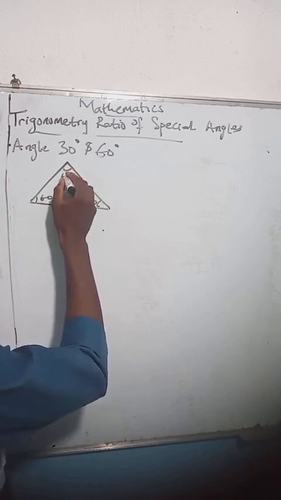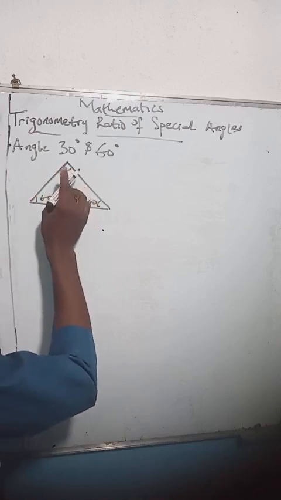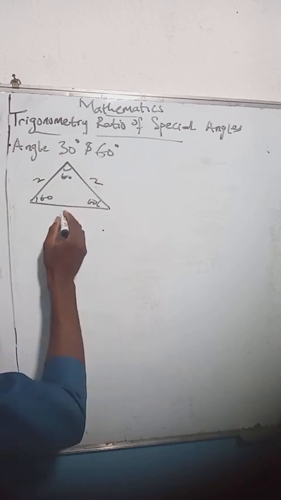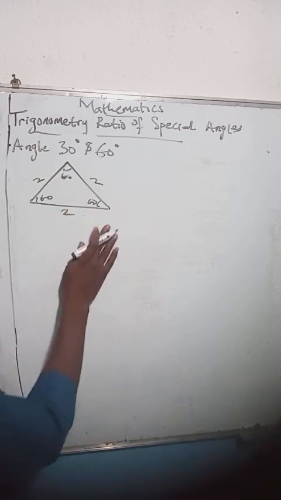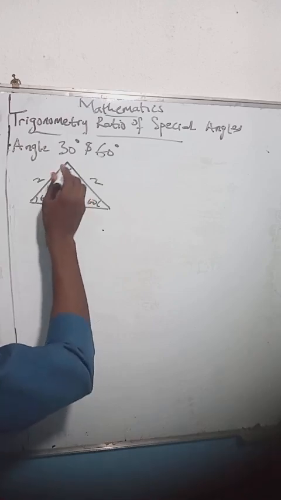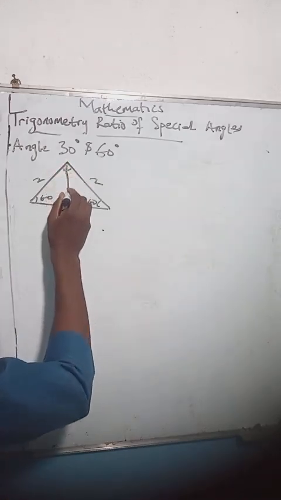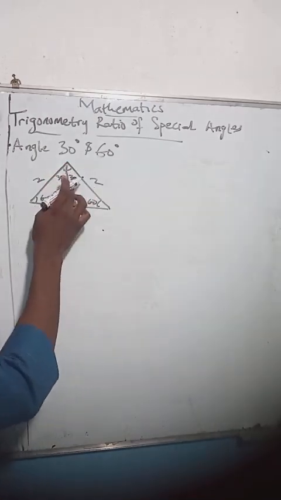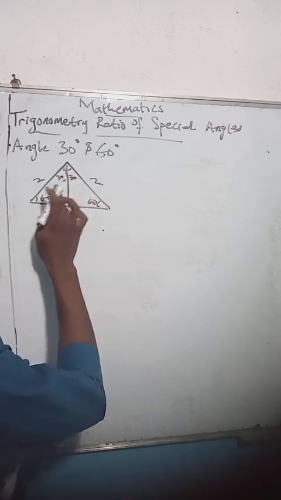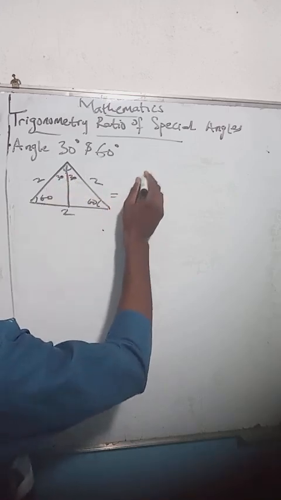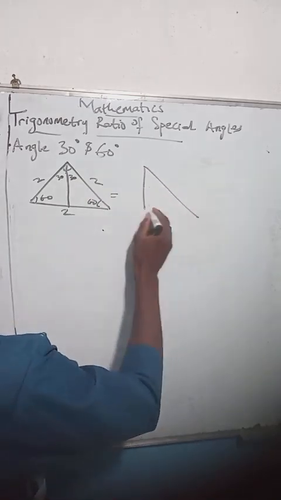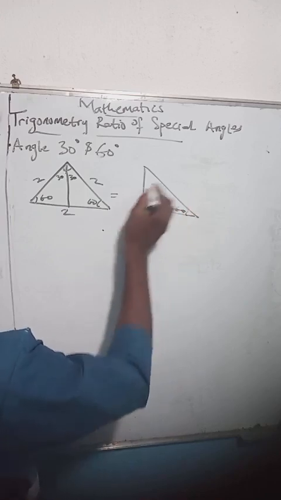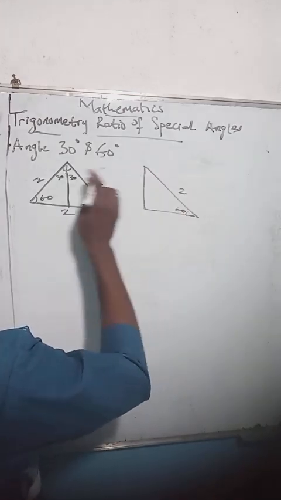So for us to get 30 degrees, we need to bisect the 60. But meanwhile, let's assume each side to be 2 centimeters. Thus, for us to get 30 degrees, we bisect 60 degrees, having this side to be 30 and this side to be 30. This leads us to a right angle triangle. This portion is 60. This is 2.